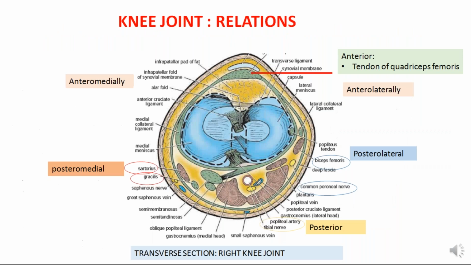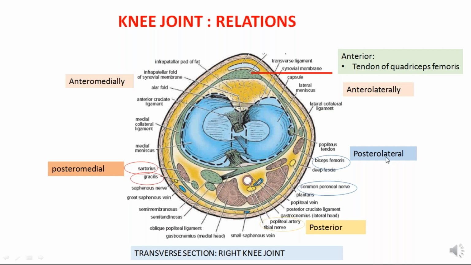So now coming back to this picture of the knee joint, transverse section of the right knee joint, showing all its relations. I'll explain once again. This was the anterior and the posterior aspect of this transverse section. And now you already know, even if there is no labeling, which is the lateral side.